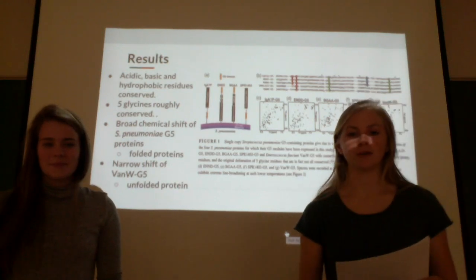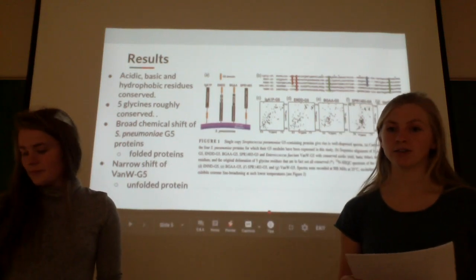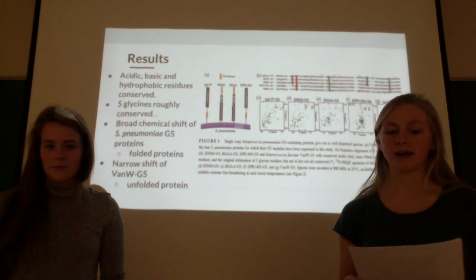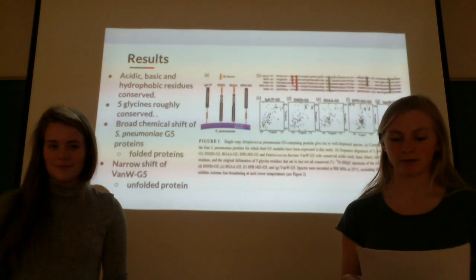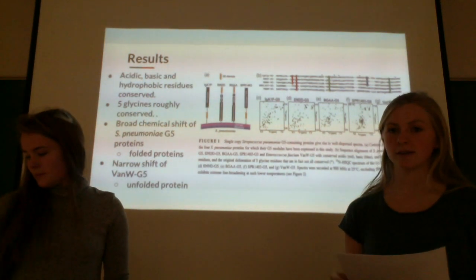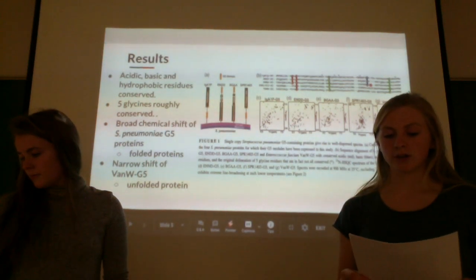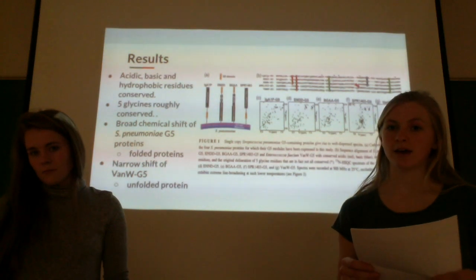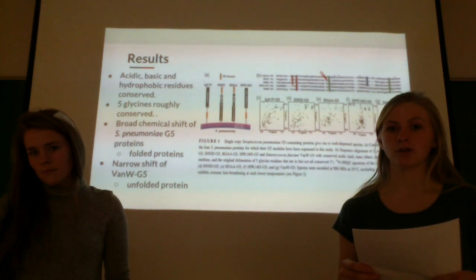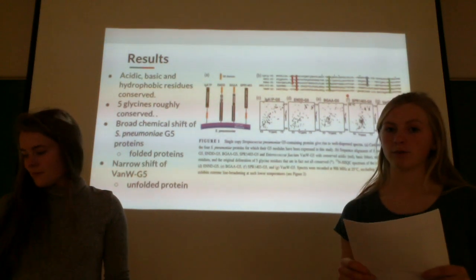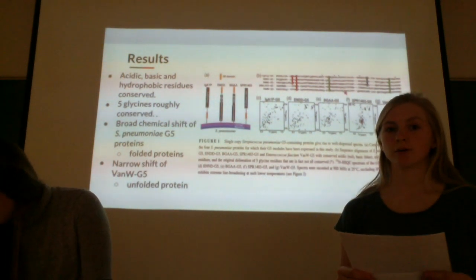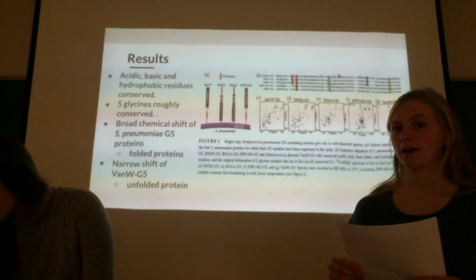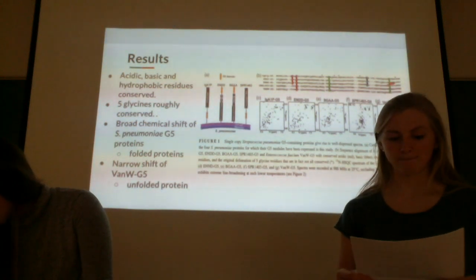The first thing these authors did was compare the amino acid sequence of the selected G5 domains and assess their chemical shifts using the N15 heteronuclear single quantum coherence spectra. In the sequence comparison, as seen in the top of the figure, they found conserved acidic, which is red up there, basic, which is blue, and the hydrophobic, which are green. Those are all conserved residues between at least 3, if not all 5, of the G5 domains. They also showed the 5 glycine residues that were roughly conserved by the asterisks that Grace is pointing at.